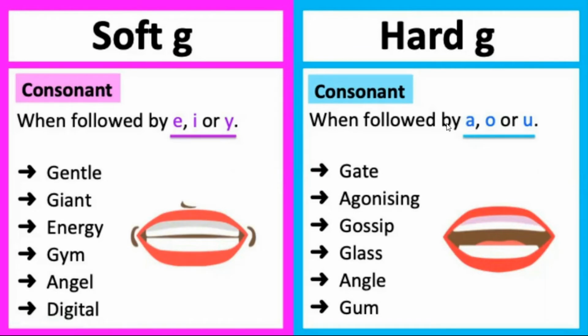When the consonant letter G is followed by A, O and U, the sound is made by opening the vocal tract. G, gate, gossip, glass. Here the G is sounded by opening our mouth. These are the differences between soft G and hard G.